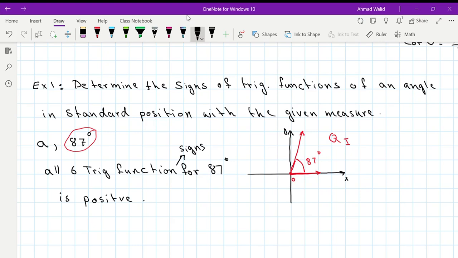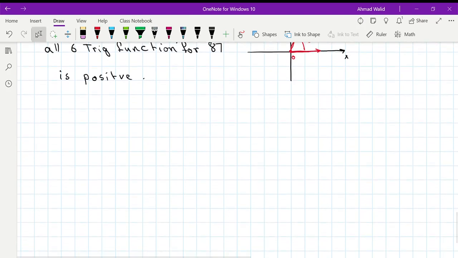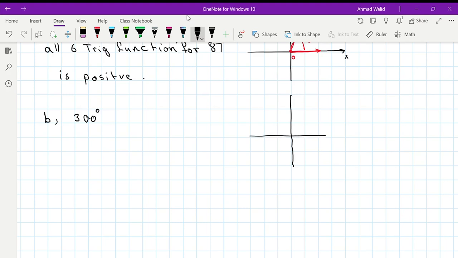In part B, they give you 300 degrees. Part B, 300 degrees. Again, try to draw, understand where is 300 degrees and which quadrant your angle actually lies. Correct? X, Y. Again, initial side on the x-axis.